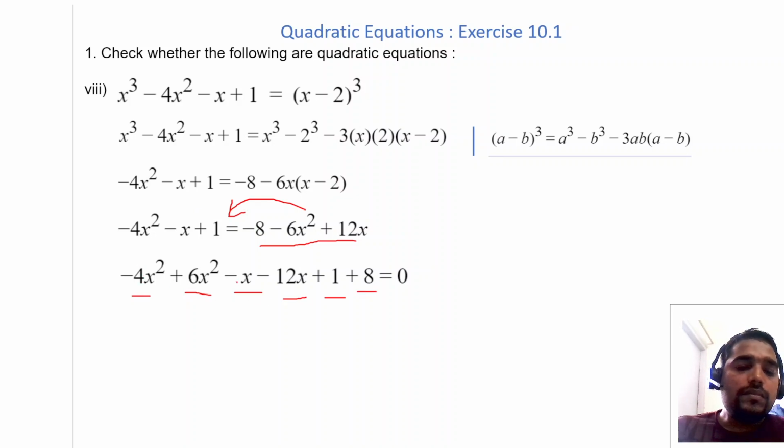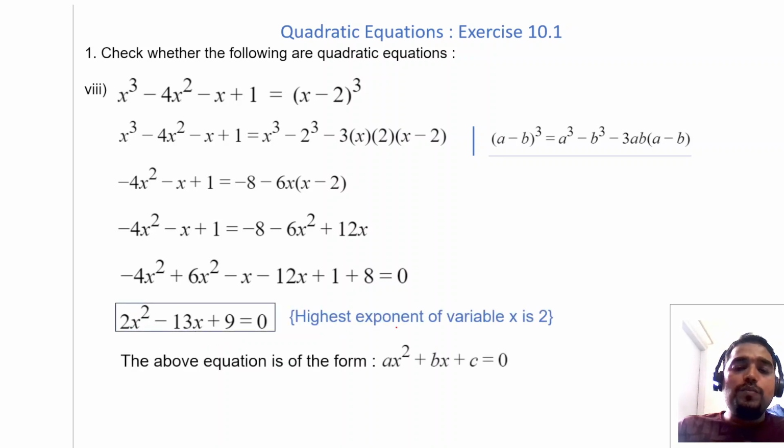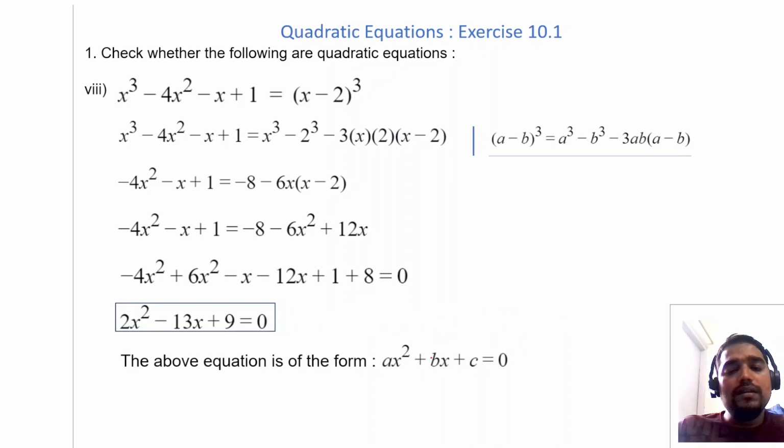So now there are three sets of like terms, that is 4x square and 6x square, x and 12x, also 1 and 8. If you simplify, 6x square minus 4x square would become plus 2x square, minus x minus 12x would become minus 13x, 1 plus 8 is 9. So this is the simplified equation which cannot be further simplified. The highest exponent of the variable x in this case is 2, which means this is of the form ax square plus bx plus c, therefore it is a quadratic equation. Thank you.